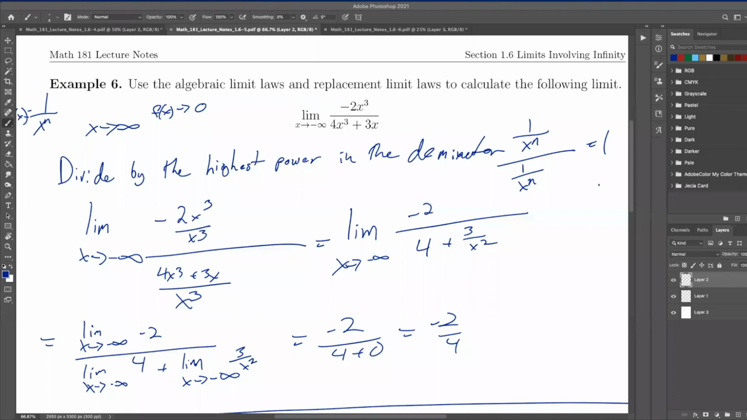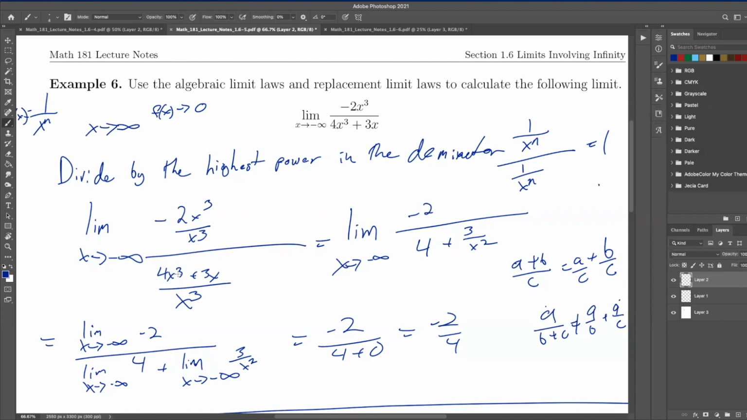Since I can divide, notice that one thing you're allowed to do is if I have a plus b over c, that's the same thing as a over c plus b over c. This is fine to do. However, you cannot do the opposite. I can't have a over b plus c equal a over b plus a over c. This is not true. But this is okay. And so here I'm just splitting this by x cubed.